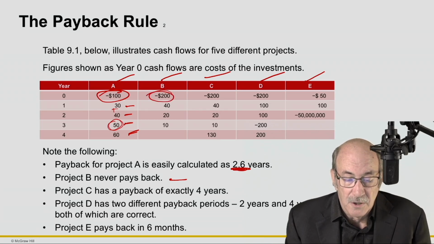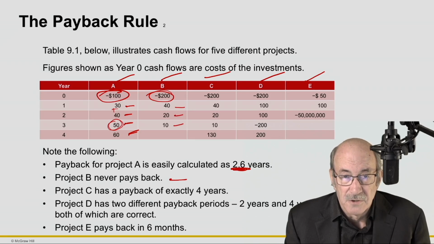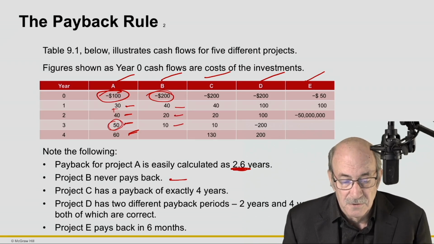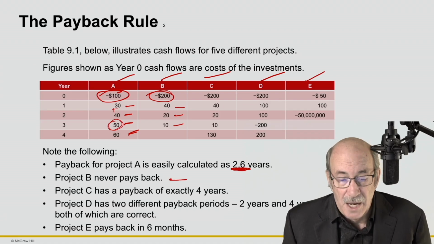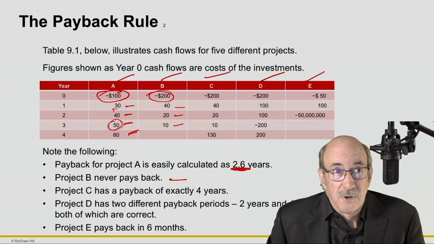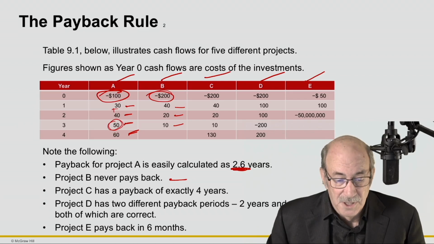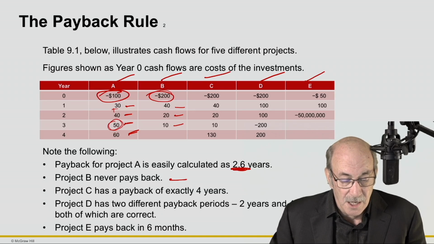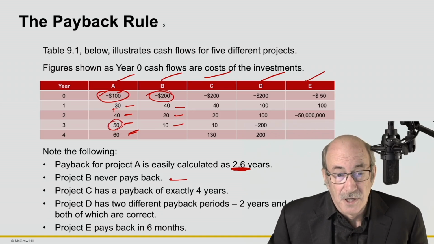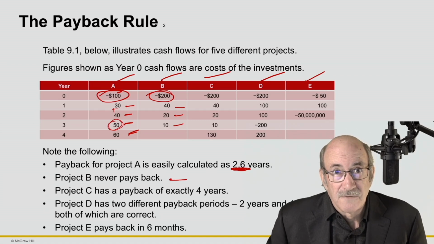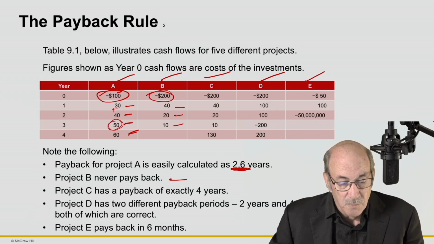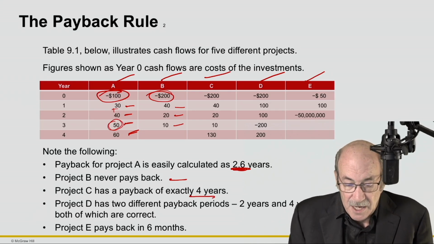Project B, if we look at that, we've got a $200 cost, and it only generates $40, $20, $10 in cash flows. And of course, that one never pays back. Also, if we did this with an NPV, I can already tell you it's definitely going to fail an NPV rule as well, regardless of discount rate, because it just doesn't even have $200 of nominal cash flows in the future, much less discounted cash flows.